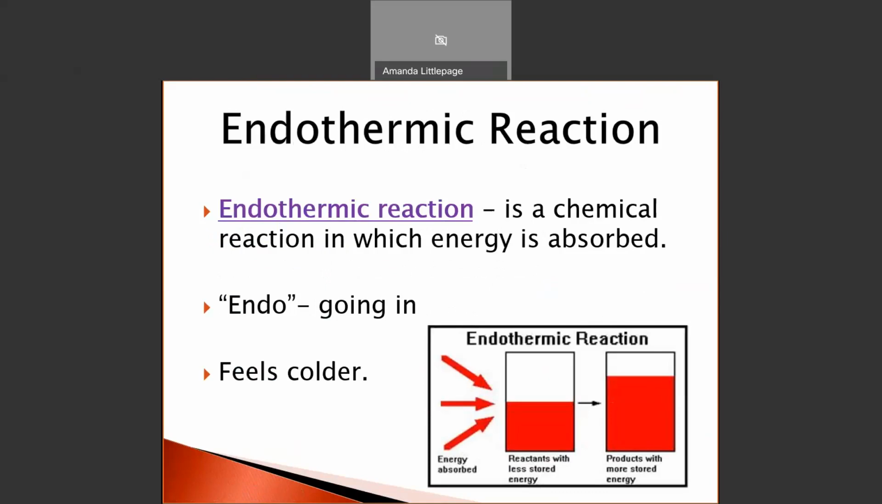So remember, endothermic processes, energy is going to be absorbed. Energy is going to be absorbed or taken in. Endo means to go in. When an endothermic process happens, the external environment will start to feel colder.